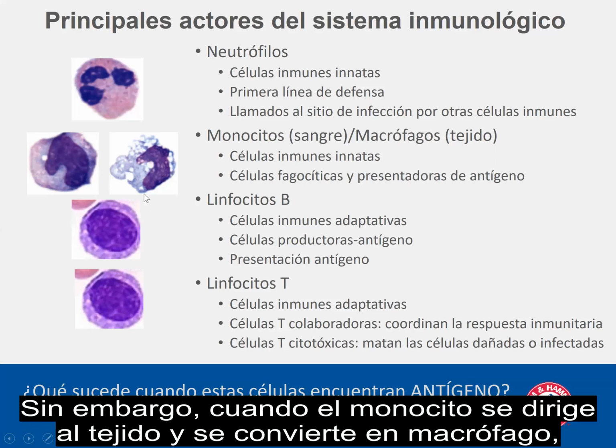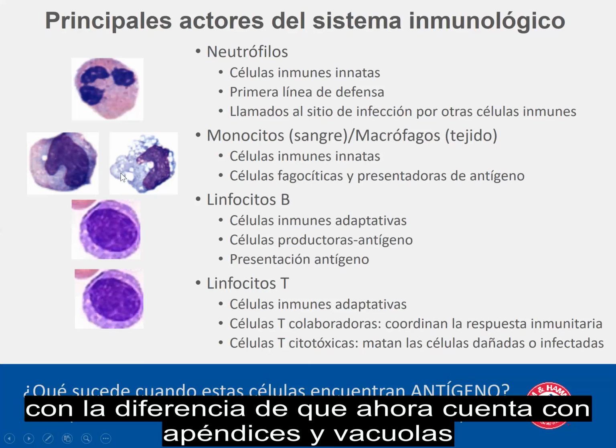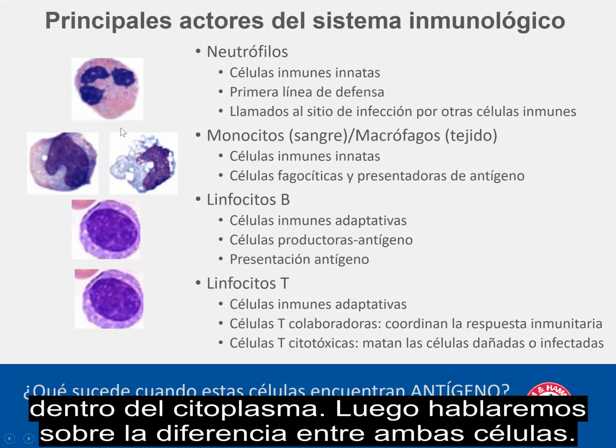But when the monocyte moves into the tissue and becomes a macrophage, it still has that kidney bean shaped nucleus, but it now starts to have appendages and vacuoles within the cytoplasm. And we'll talk about the difference in that when the macrophage is in tissues and its activity.